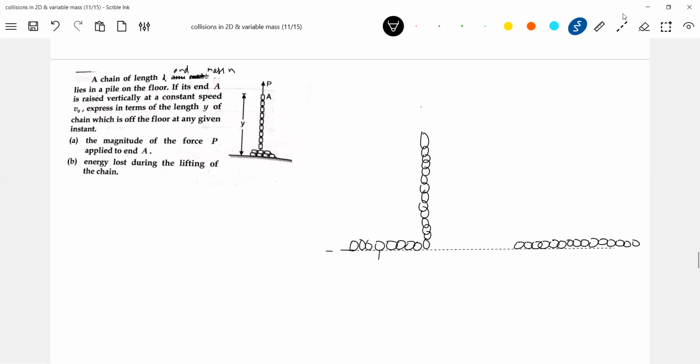So this part of the chain will be a test. Here I applied a force. So that you don't get confused with momentum P, I'll write F naught. The force is what I applied. Now let Y be the length of the chain above the ground. Then I'm going to lift it up with a constant speed V naught. This is also given.